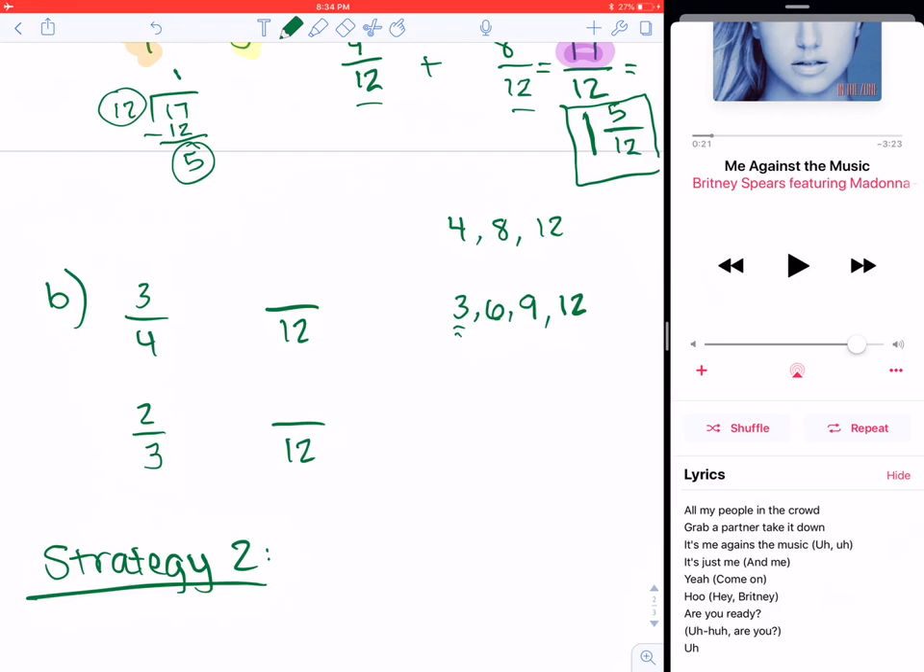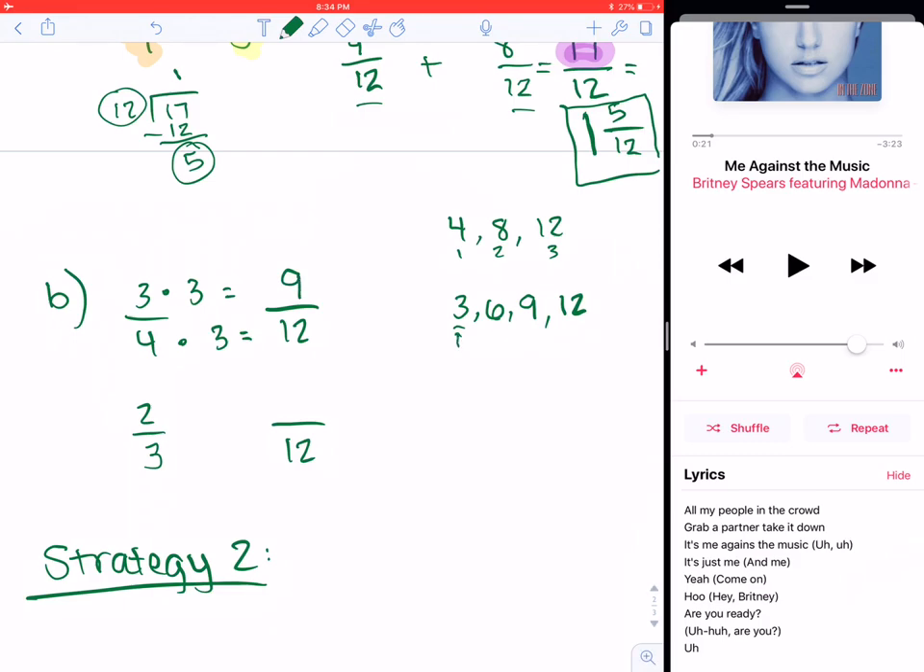Now, how do I figure out my new numerators? How do I make the numerator the same sized piece as my denominator? Well, I start by asking myself, what did I multiply 4 times to get 12? I did 4 times 1, 2, 3. So I need to do 4 times 3. That equals 12. Remember, what I do to the bottom, I have to do to the top. So times 3, and I get 9/12.